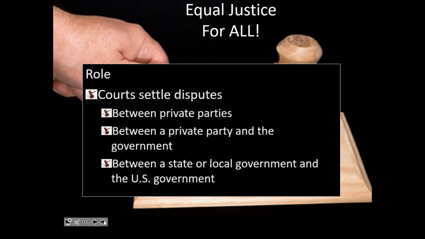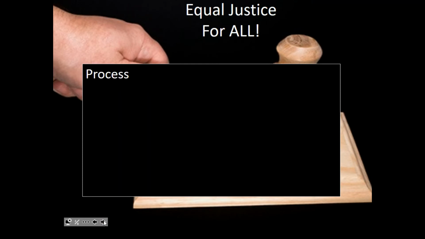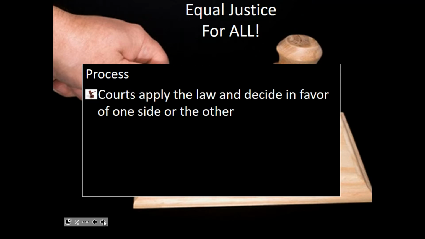All right. And so then how does this actually play out? What is the process? And what it looks like is we see courts applying the law and deciding in favor of one side or another. So they take a look at the issue, they see what happened, and they say, okay, what does the law say about this? What is it actually written down about this? What are the actual rules? And then they decide, was it broken or was it not broken?